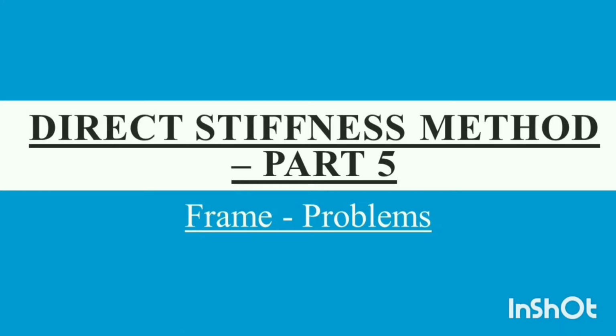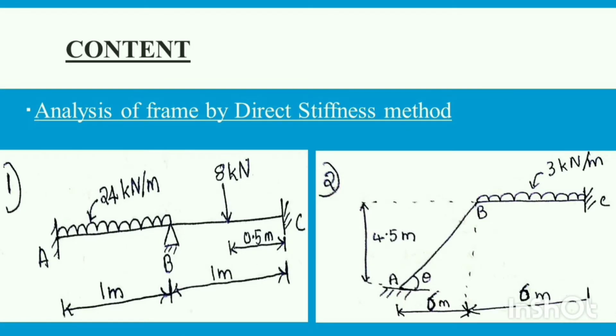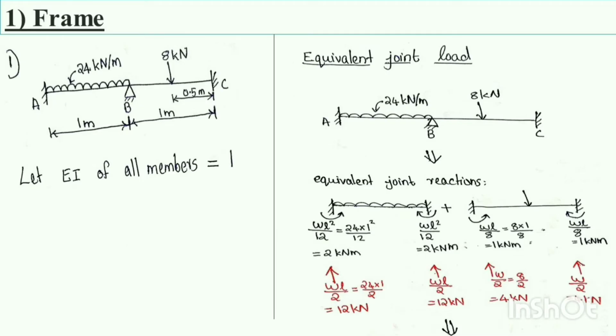In this video, frame structure is going to be analyzed by direct stiffness method of analysis. For this, two types of frame elements are considered. The first problem is having frame elements having only straight members, and in the second problem, a frame element with inclined member is discussed. Okay, so first let us consider a frame ABC with members AB and BC.